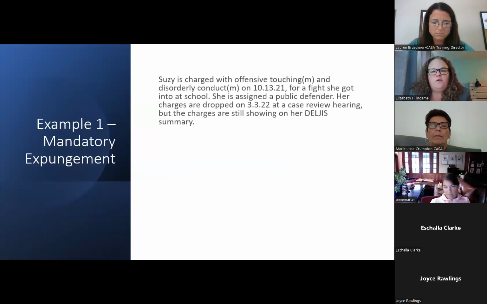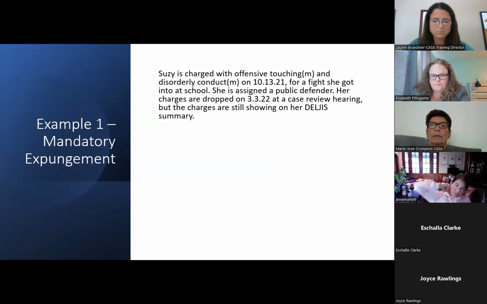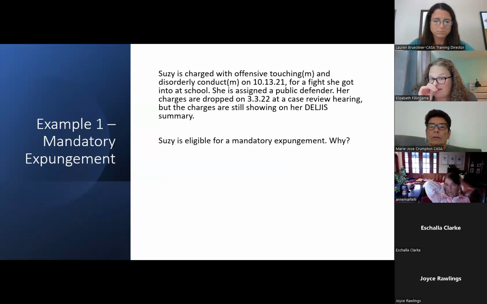All right, so I wanted to go through a few examples. Susie is charged with offensive touching, which is a misdemeanor, and disorderly conduct, which is also a misdemeanor, on October 30th, 2021, for a fight she got into at school. She's assigned a public defender. Her charges are dropped on March 3rd, 2022, at a case review hearing. However, the charges are still showing on her DELGIS summary. So Susie is eligible for a mandatory expungement. Why?